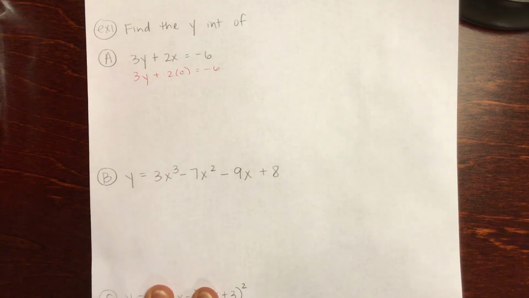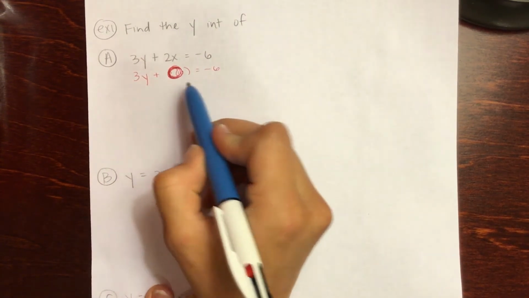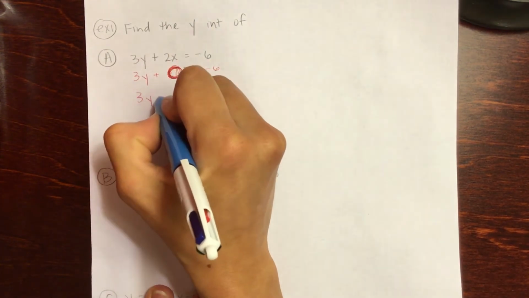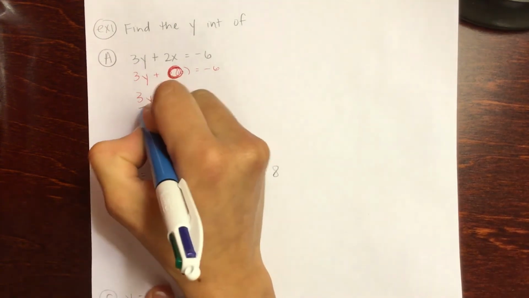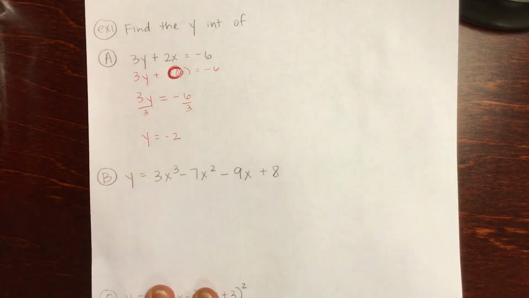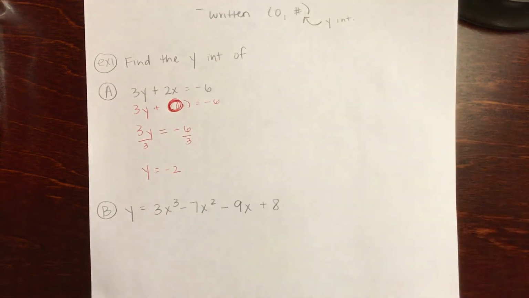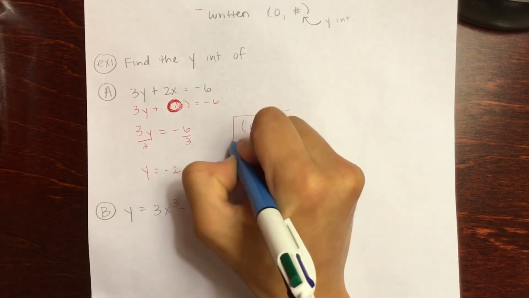So every x that you see, you replace with a 0. Well, 2 times 0 is 0, so this whole thing is 0. And 3y plus 0 is still just 3y, so I don't really have to write that other x part that's now nulled out. Solve for y, so I'll divide by 3, and my y-intercept is -2. Make sure you write your answer as a coordinate point though, so x was 0 and y was -2.